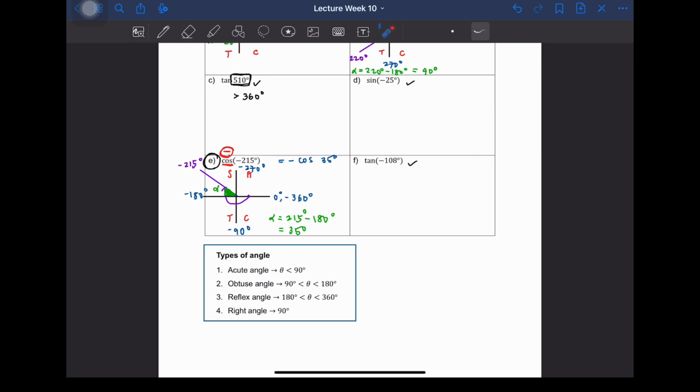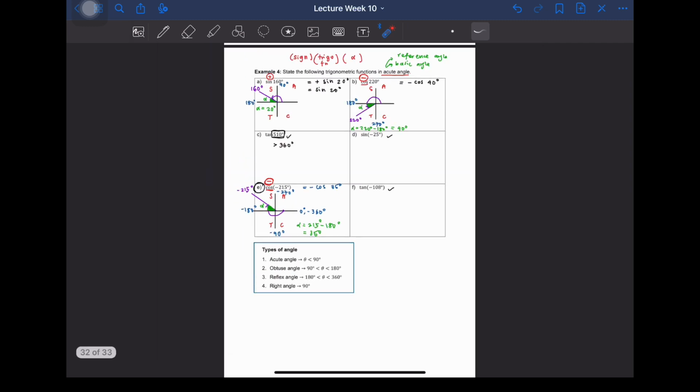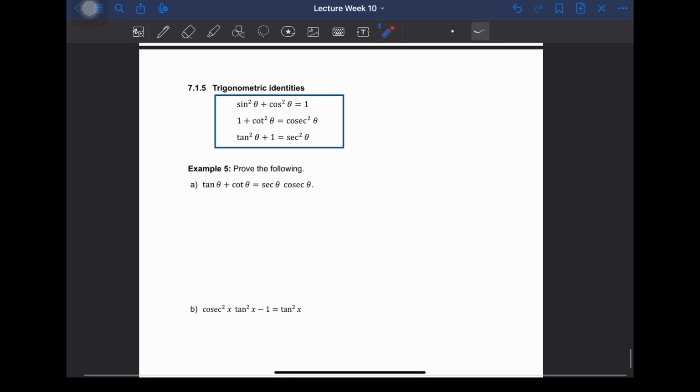Okay, and then obtuse angle is angle in between 90 degree to 180 degree. Okay, so this one means that it's located in the second quadrant. And then reflex angle is bigger than that, 180 degree to 360 degree. Okay, right angle, we know that is 90. Okay, right. And then last one. So we have trigonometric identities.